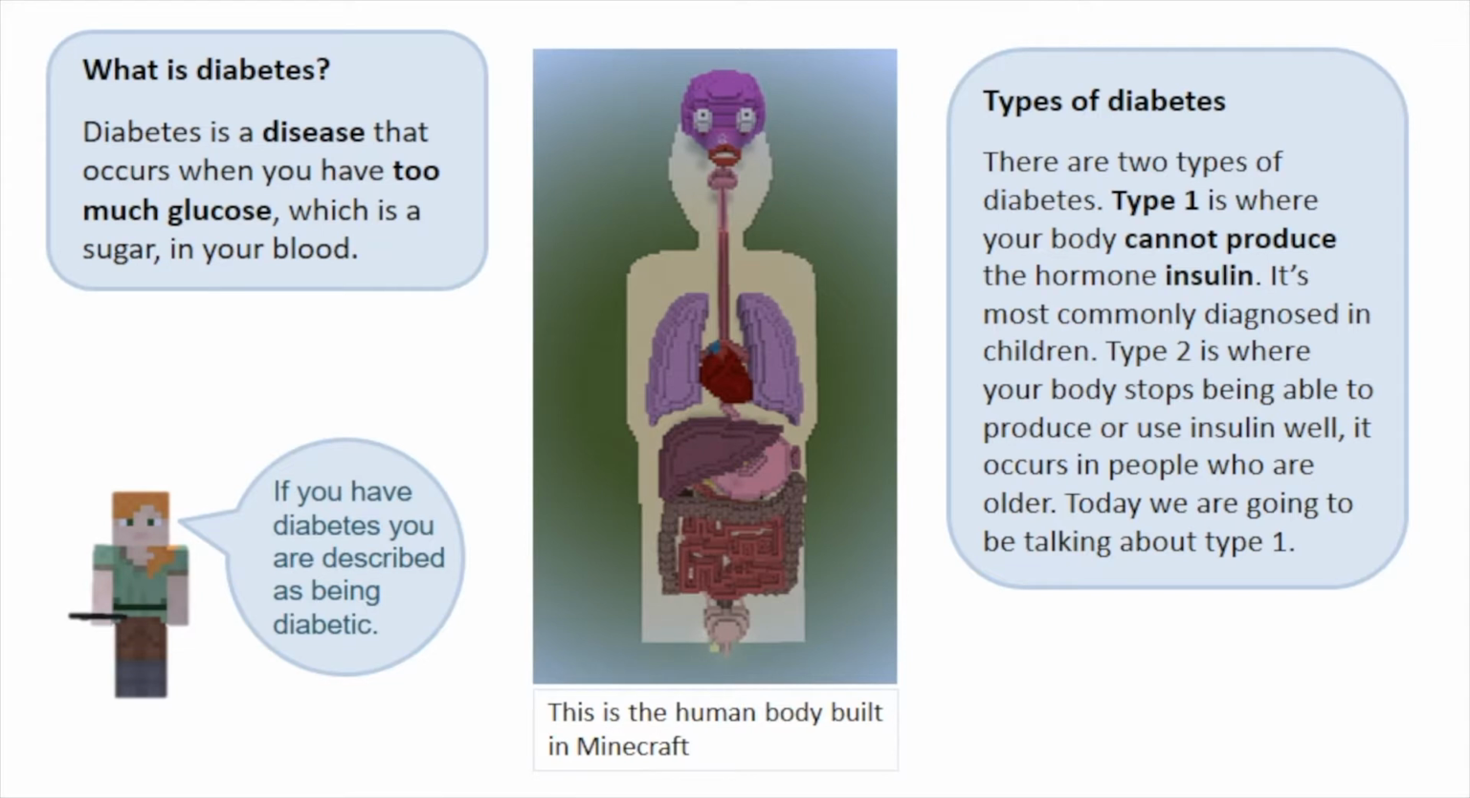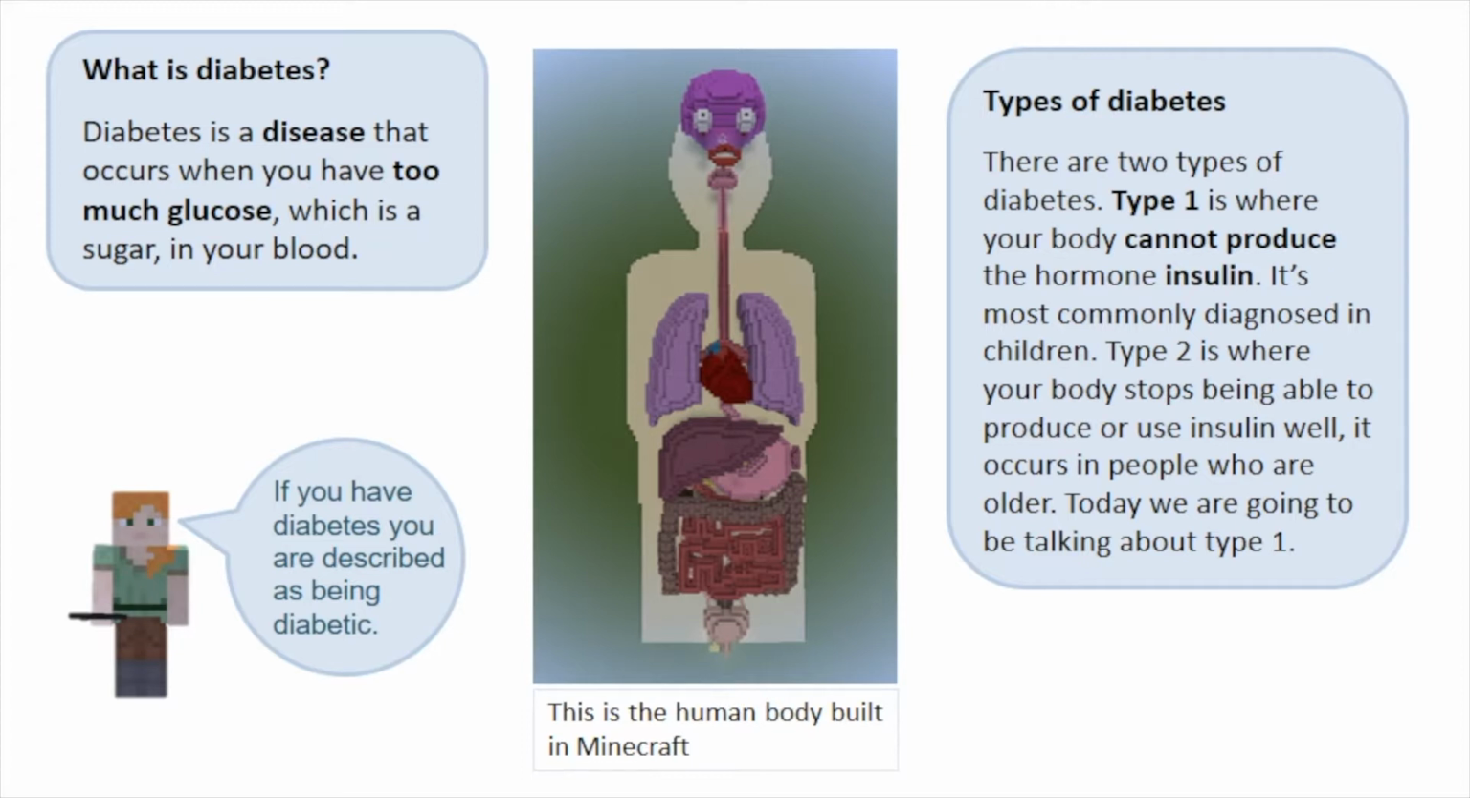First off, let's learn what diabetes is. Diabetes is a disease that occurs when you have too much glucose, which is a sugar, in your blood. Glucose is our main source of energy, and it comes from the food we eat. We want this glucose to go into our cells so we can use it for energy, but if it stays in our blood, we can't use it for energy and it leads to health problems.